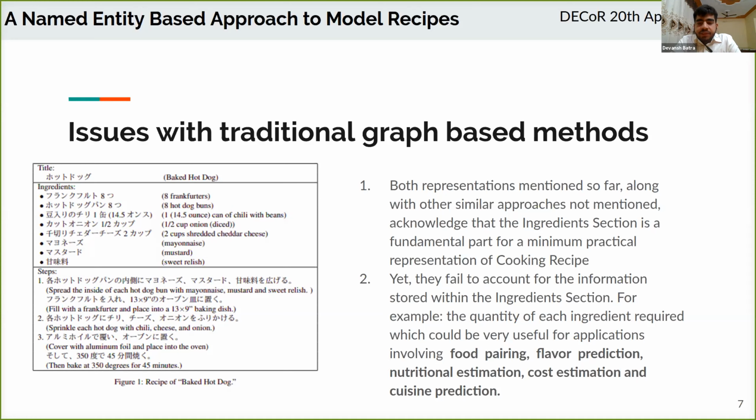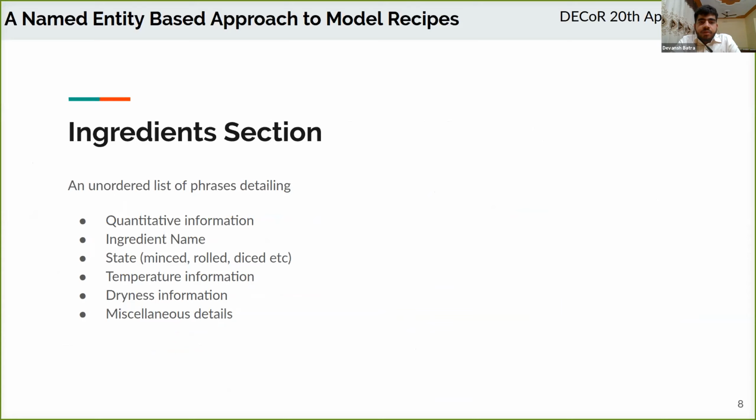So applications such as food pairing, flavor prediction, nutritional estimation, cost estimation, and cuisine prediction do face problems with these approaches.